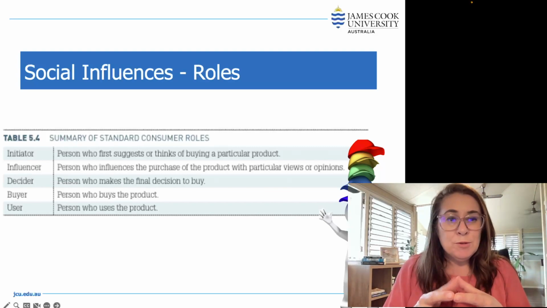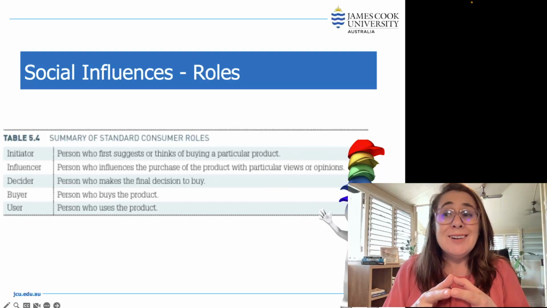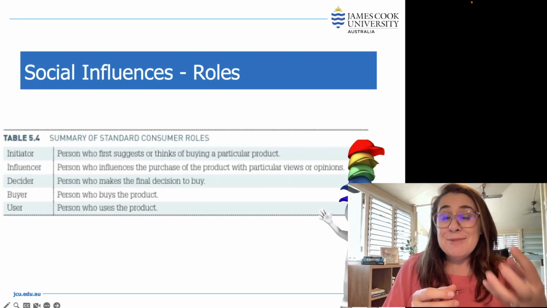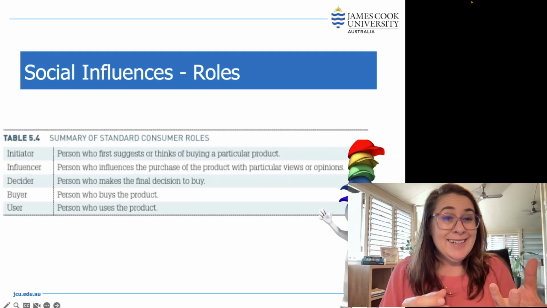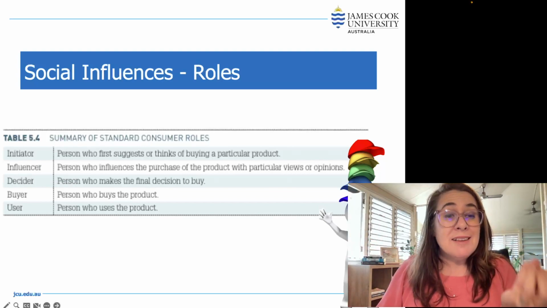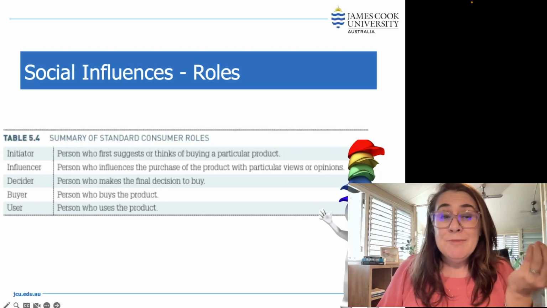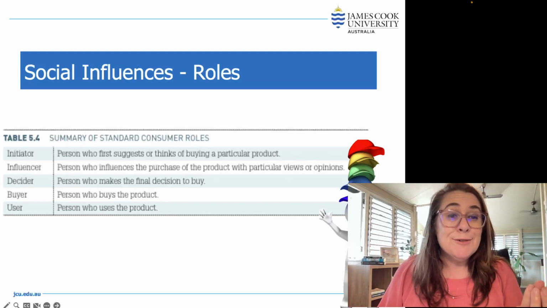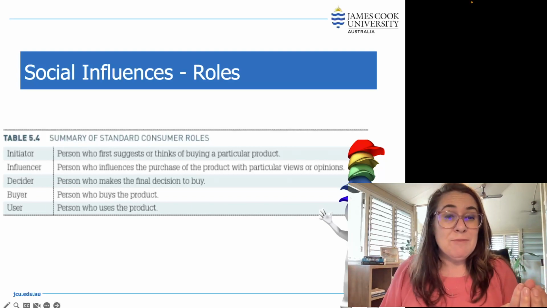So, for example, a small child may initiate the purchase of a new toy. They might be influenced by something they've seen on TV. But the decider and the buyer may be a parent or somebody else, not the child. But the user of that product is a child.